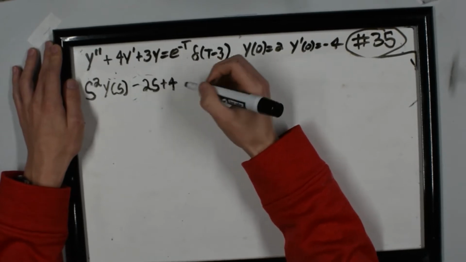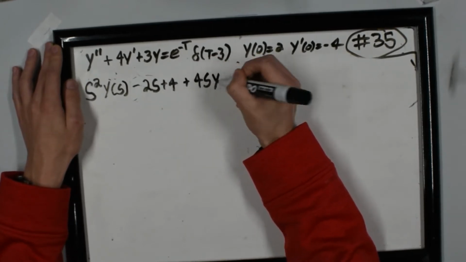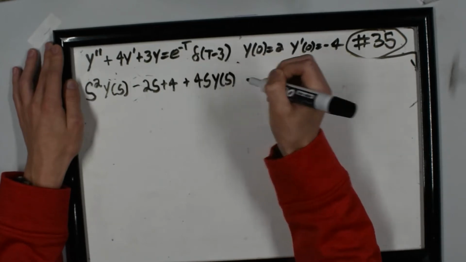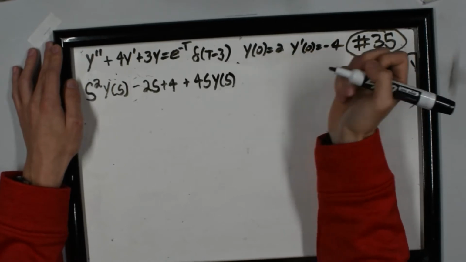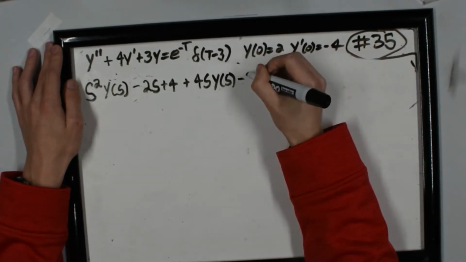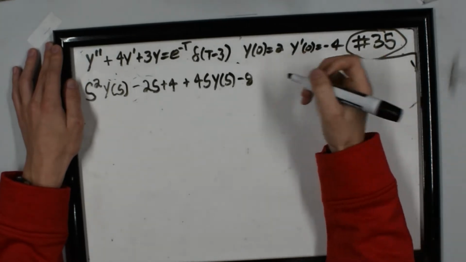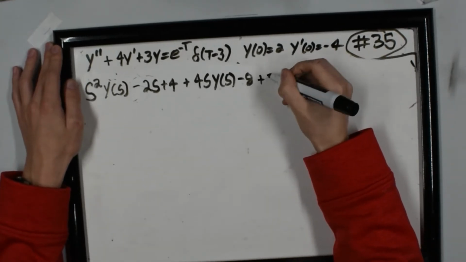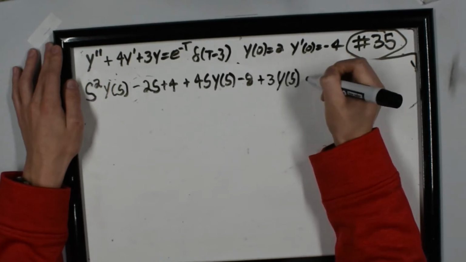Alright, now for the second term you have plus 4sY(s). And that's going to be minus 8, because 2 times 4 is 8, plus 3Y(s). We'll make that a Y(s).